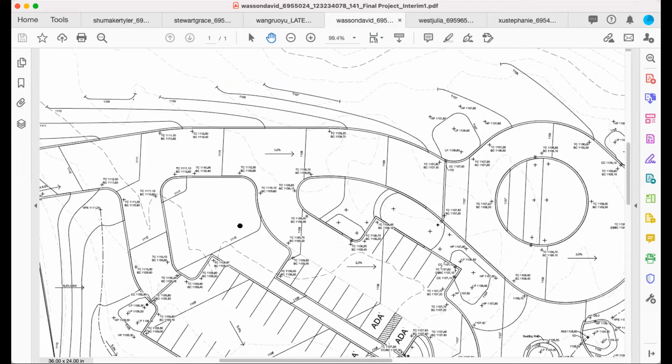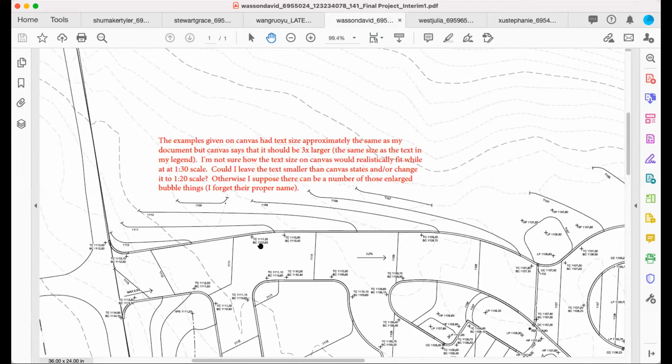The example given on Canvas had text size approximately the same as my document, but it should be 3.